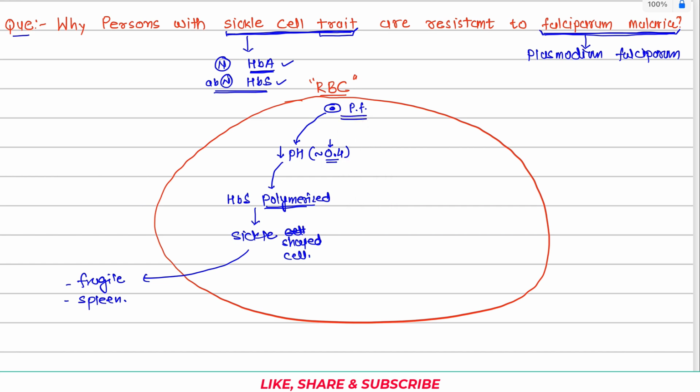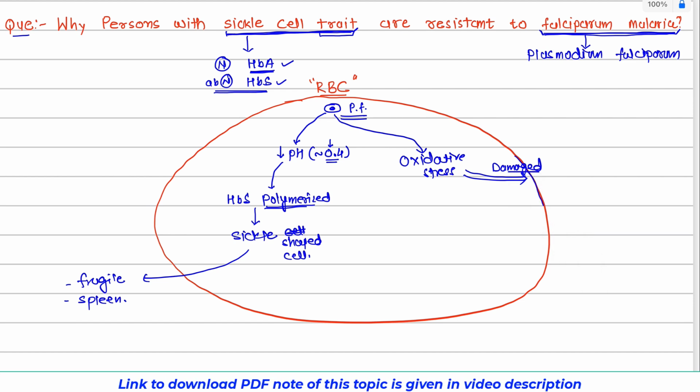There is also another mechanism which can provide protection. See what happens, this Plasmodium falciparum parasite inside the red blood cell creates oxidative stress. And because of this oxidative stress, our red blood cells get damaged. So the membrane of the red blood cell gets damaged, and because of this damaged cell membrane, potassium leaks out of the cell. So potassium moves from the intracellular part to the extracellular part, and because of this, there is a decrease in the potassium concentration inside the red blood cell.